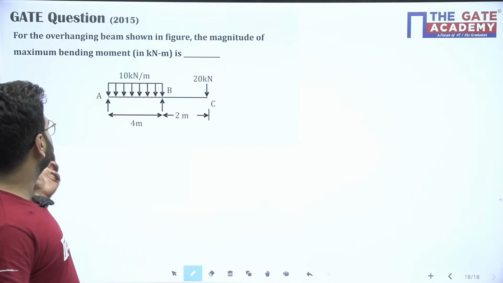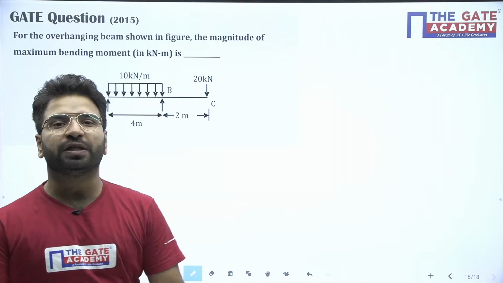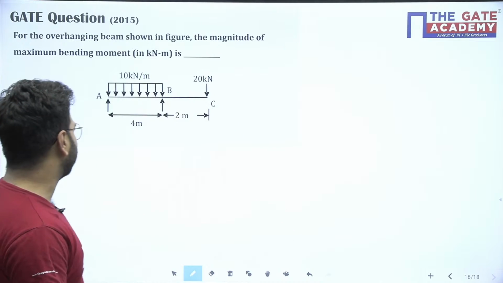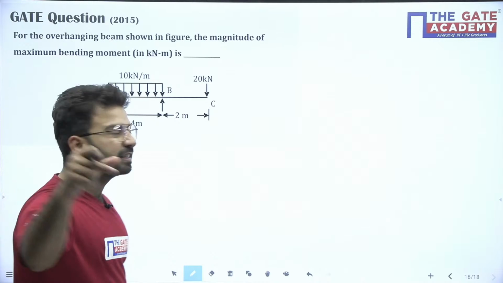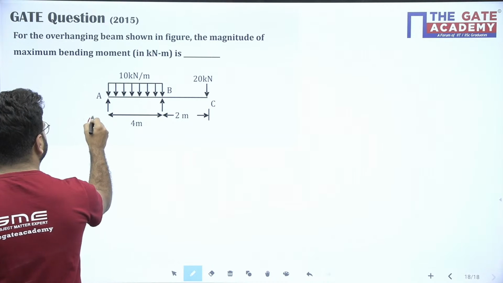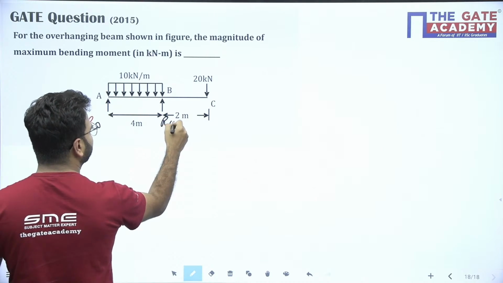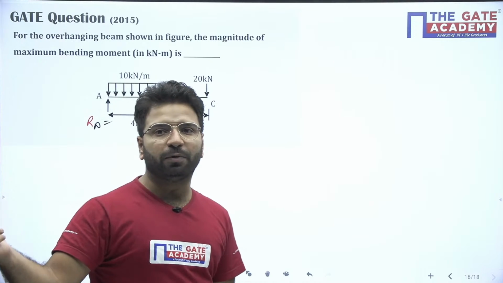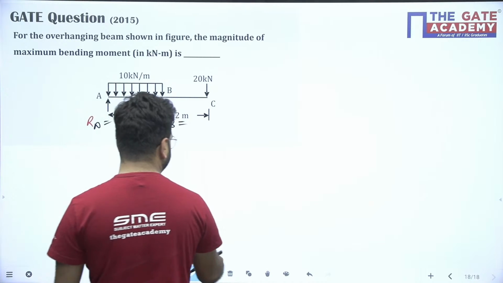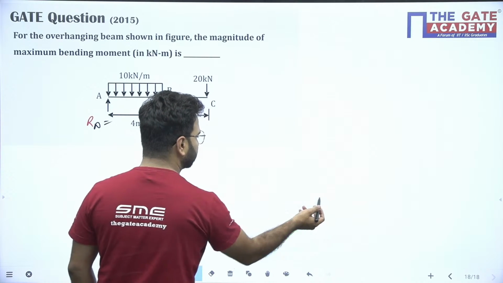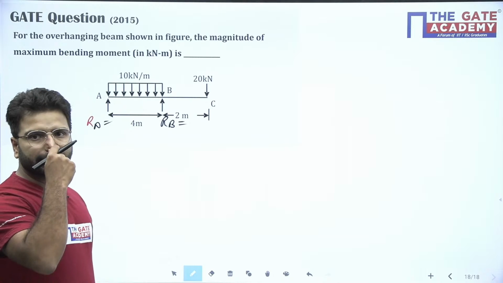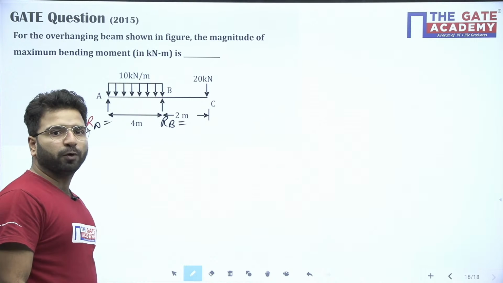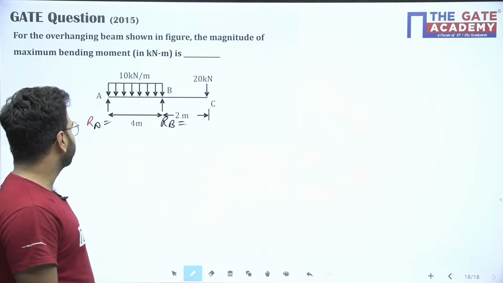Okay, and it's an overhanging beam, so we don't know the standard result, right? So first we have to draw the shear force diagram. Now how do I draw the shear force diagram, just see. Can you tell me the support reactions, how much RA and RB are coming? For an overhanging beam, you must calculate the support reactions. Anyone can tell first?